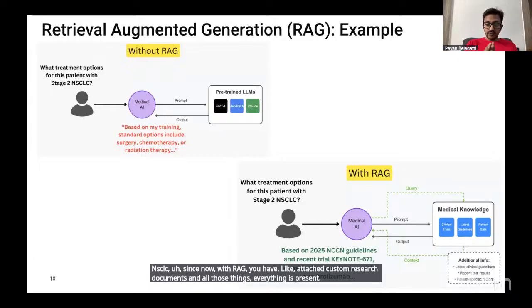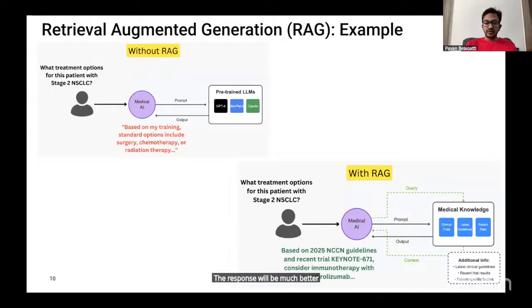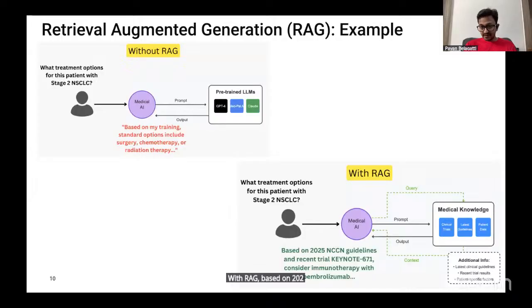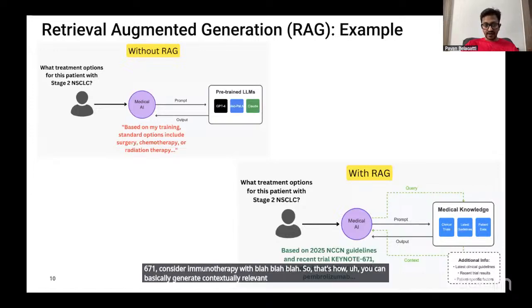The response will be much better and contextually relevant, which is very useful for you to come to a conclusion what exactly needs to be used, right? As you can see the answer, the response with RAG based on 2025 NCCN guidelines and recent trial Keynote 671 considers immunotherapy. So that's how you can basically generate contextually relevant responses using RAG.